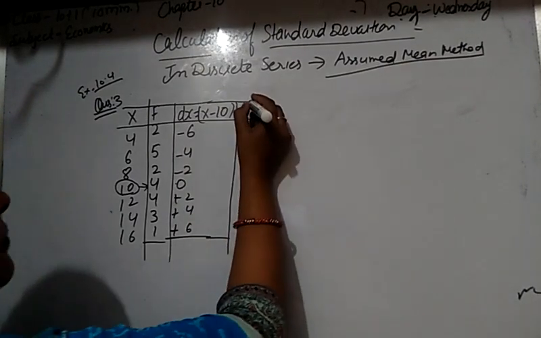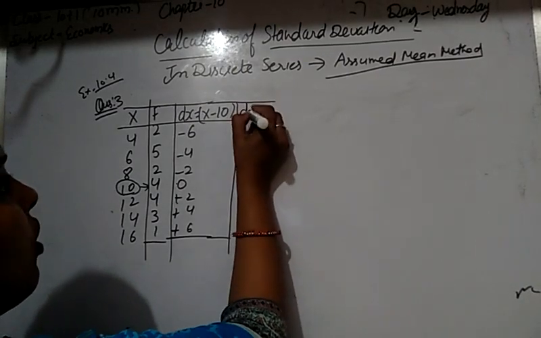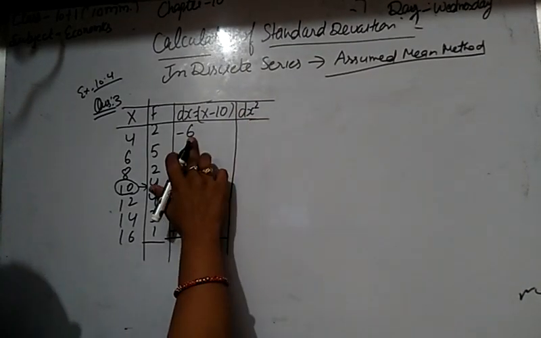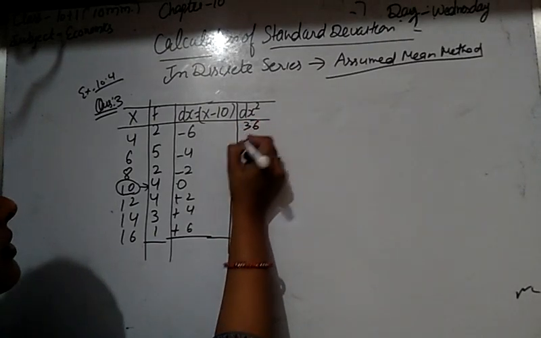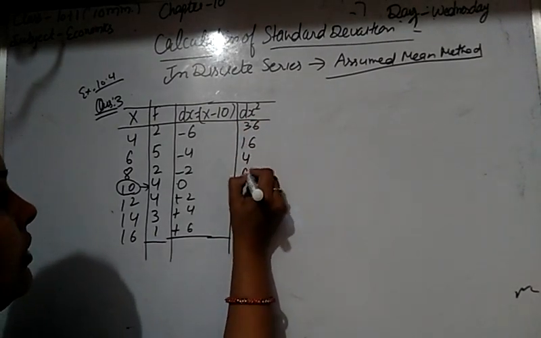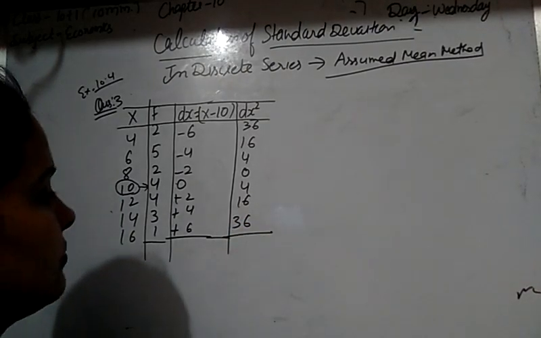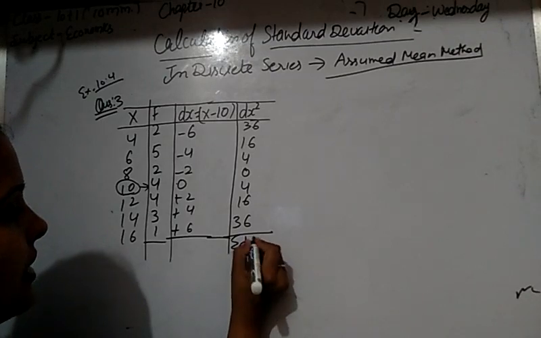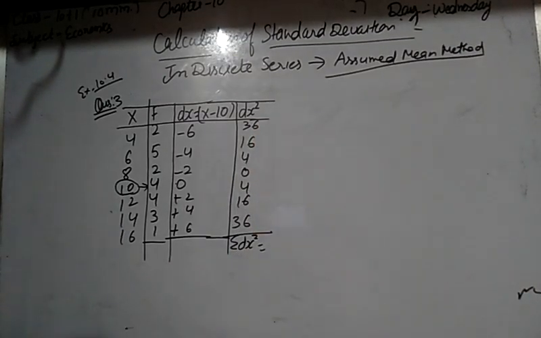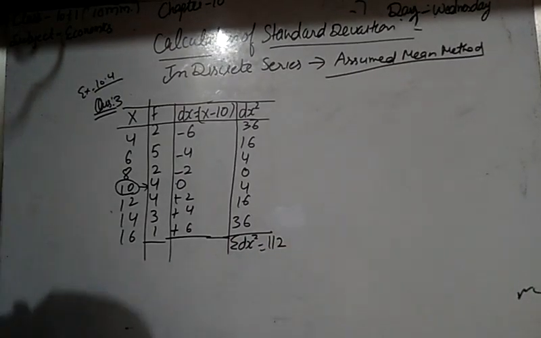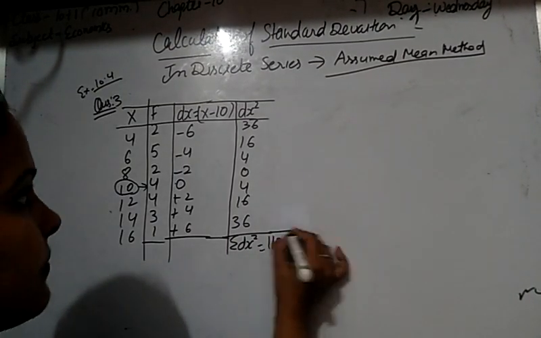Next, do the square of the dx column. So dx square: 36, 16, 4, 4, 16, 36. Now sigma dx square is the total of the dx square column. So it is 112. Okay.